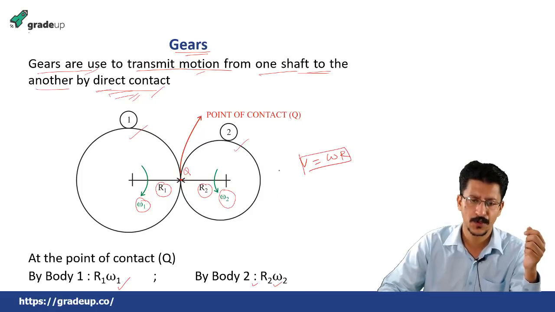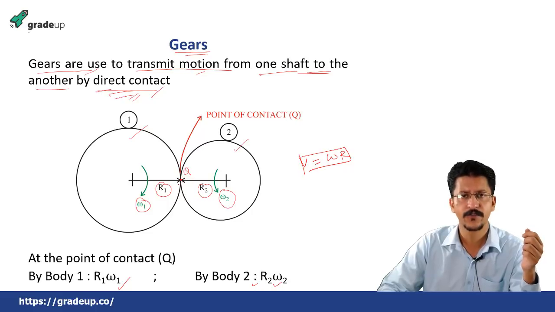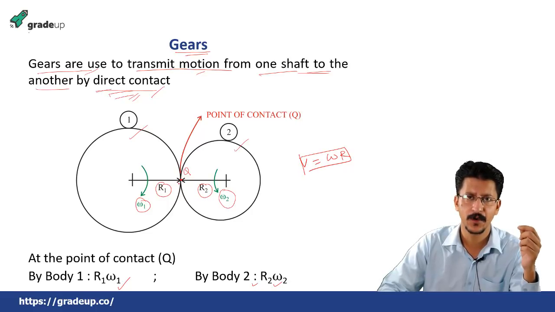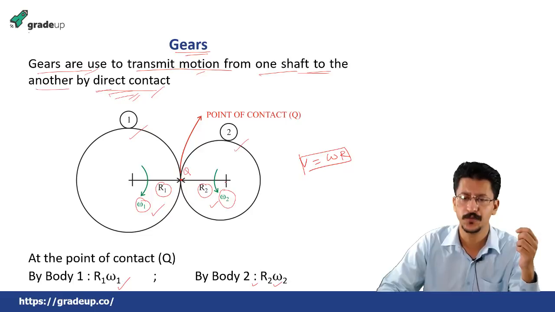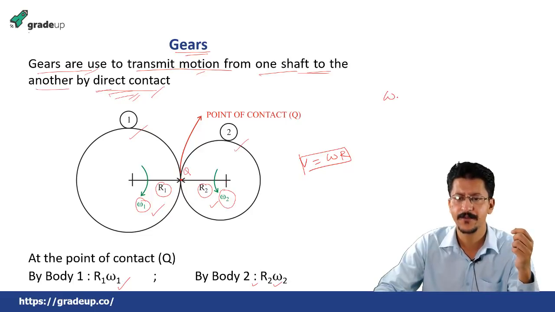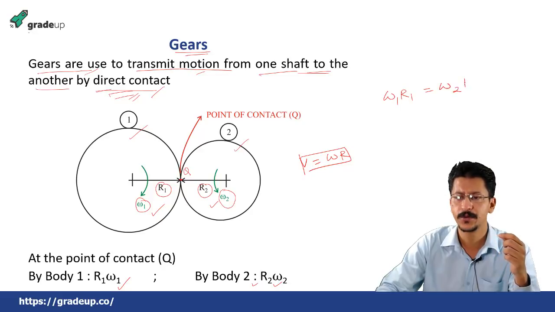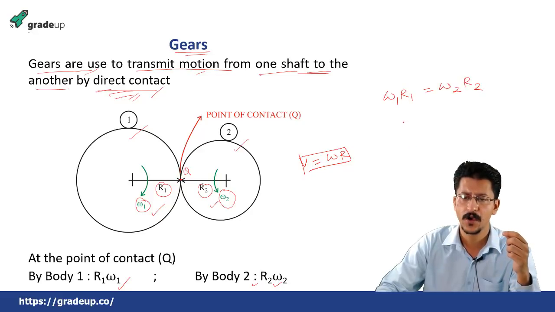As this point of contact is the same, or unique, for both the bodies, the velocity of that point should be the same, whether we consider it from body 1 or from body 2. So by this we have omega 1 r1 must be equal to omega 2 r2, or, if we take the ratios, omega 1 by omega 2 equals r2 by r1.